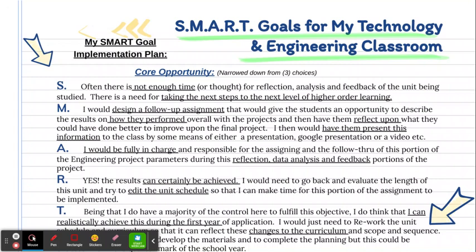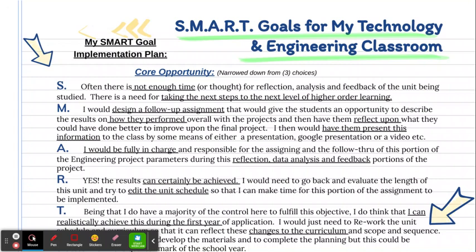So is it measurable? How would I measure it? I would say I'm going to design a follow-up assignment that basically allows the students to reflect upon how they did with the project, and they'll be able to find ways that they kind of improved upon their project, and they'll present this information through some type of media. Not sure if it's going to be a presentation or a Google presentation or a video. Now, next would be, is it assignable? I would be fully in charge of this.